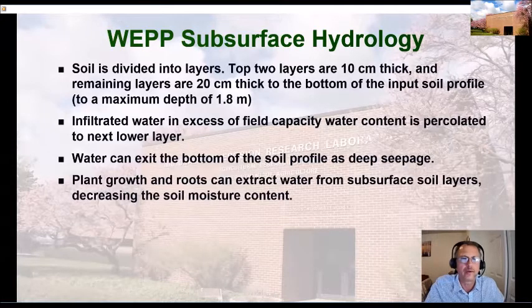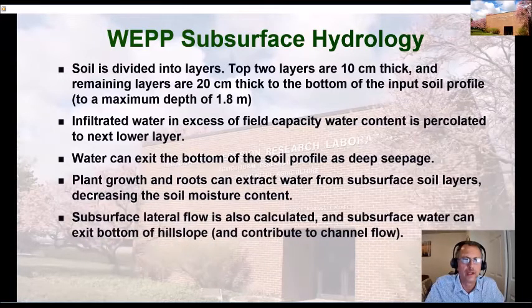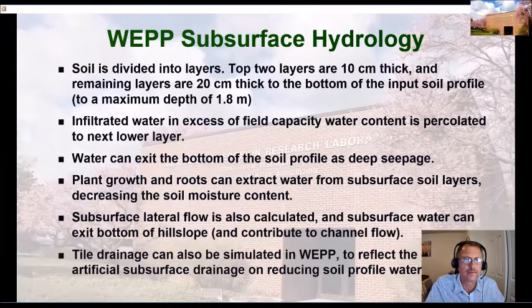Plant growth and roots can extract water from the subsurface layers, decreasing the soil moisture content there. And the subsurface lateral flow is also calculated, and subsurface water can exit the bottom of a hill slope and contribute to channel flow. Tile drainage can also be simulated in WEPP to reflect effects of artificial subsurface drainage on reducing soil profile water contents.